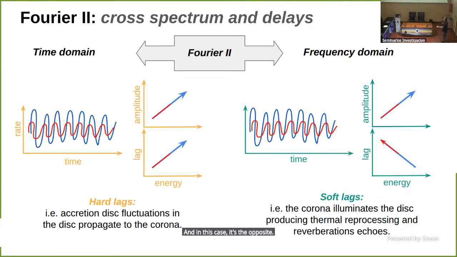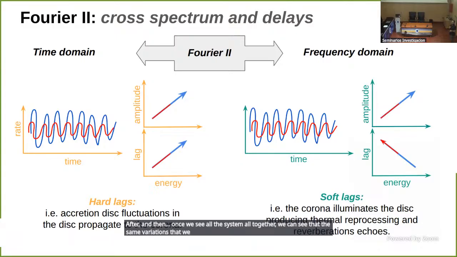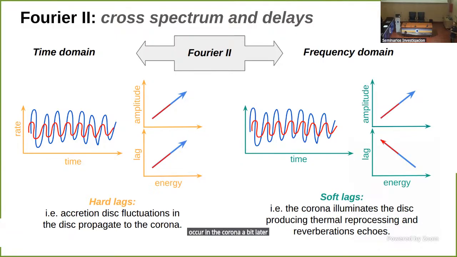So one simple idea of how we can produce hard lags? Well, one possibility is that there are fluctuations in the accretion disk, and these fluctuations go to the corona, and in the corona there is an inverse Compton process that happens after. And then once we see the whole system together, we can see that the same variations that we see in the accretion disk occur in the corona a bit later. So then you have hard lags.